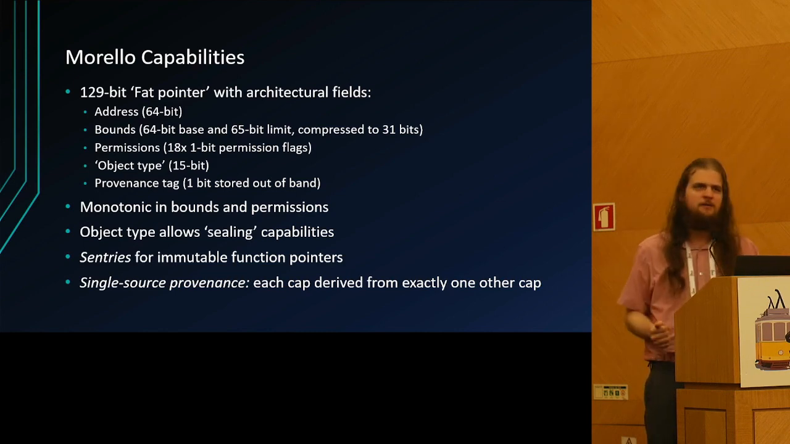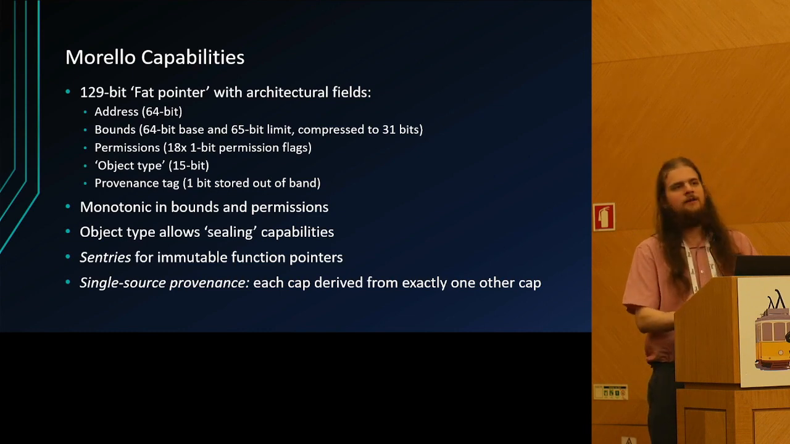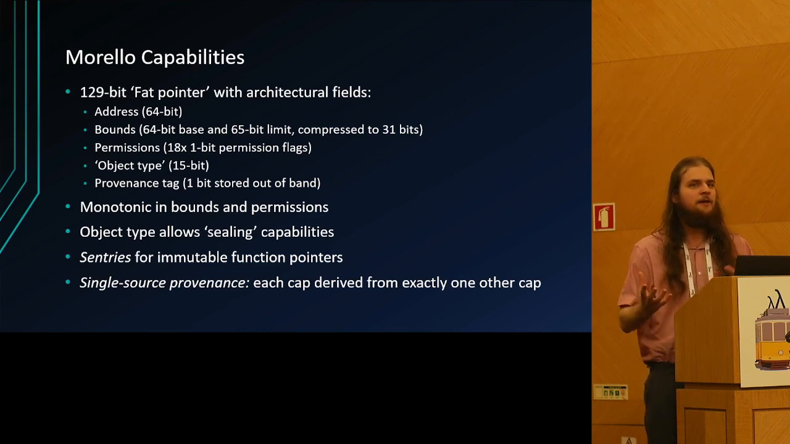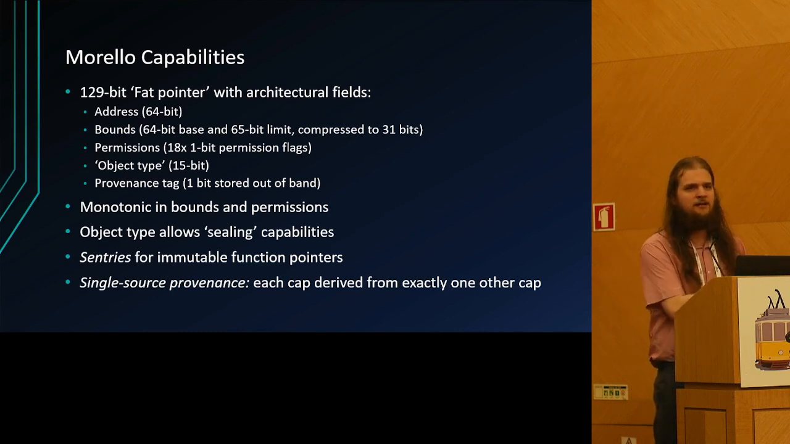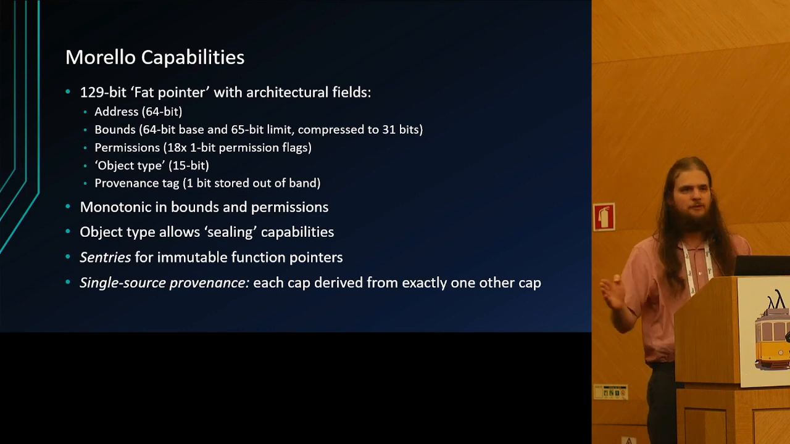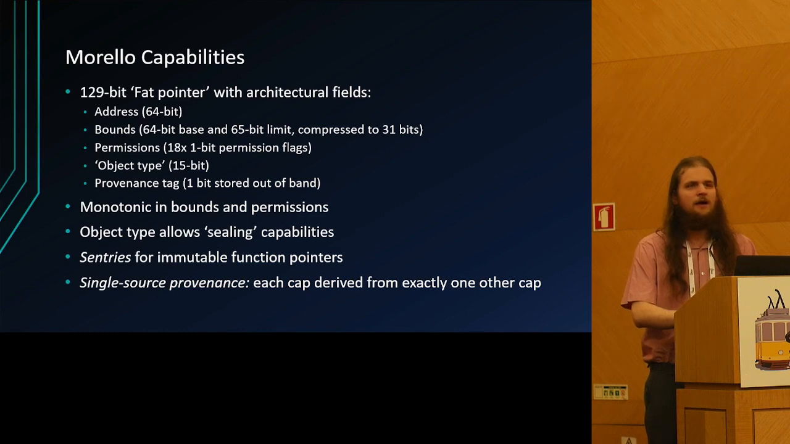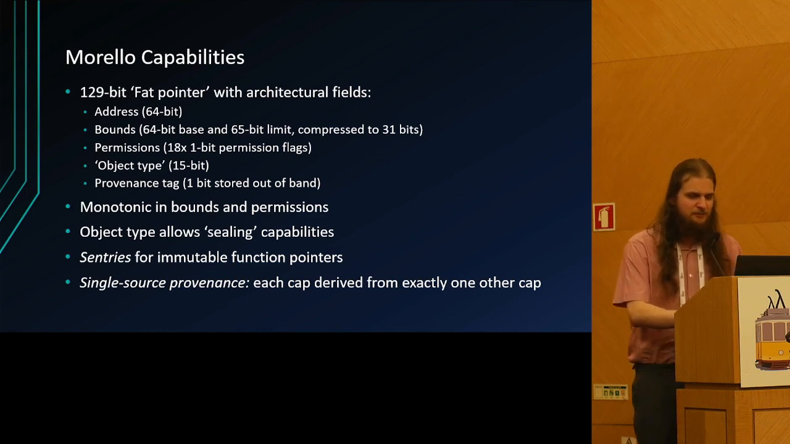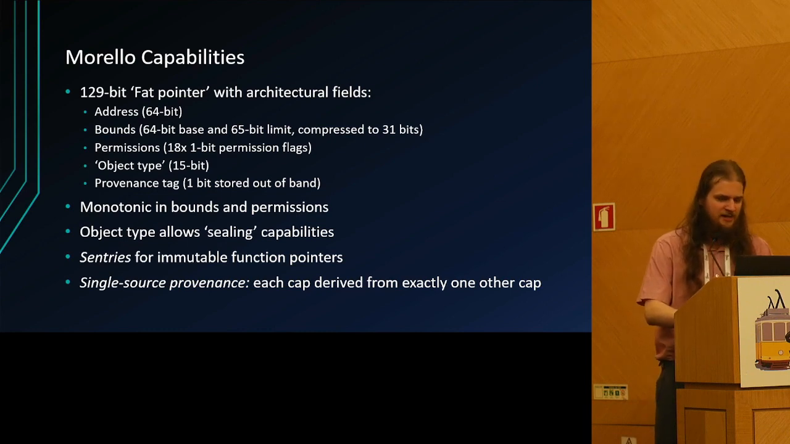As I mentioned before, the object type allows you to seal capabilities. The most interesting case of this is the sentries, where you can take a function pointer and seal it so that you can give access to this sentry, and it will allow you to call that function, but only at the particular entry point. It won't allow you to jump to an arbitrary point in the function, and it won't allow you to read any of the function's actual code. So this has obvious protection implications, improving defense against return-oriented programming and things like that.